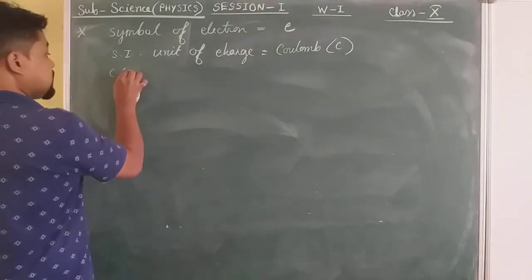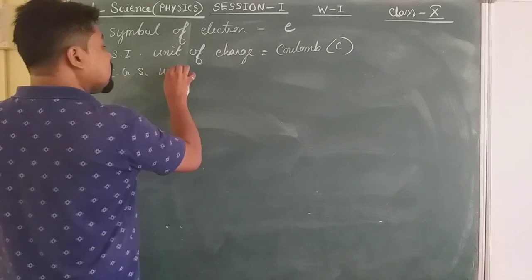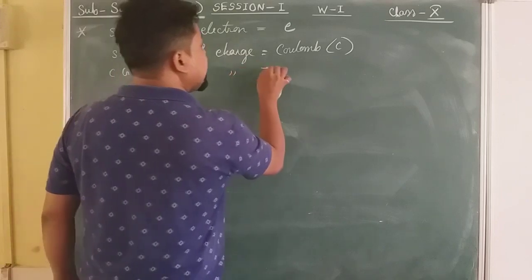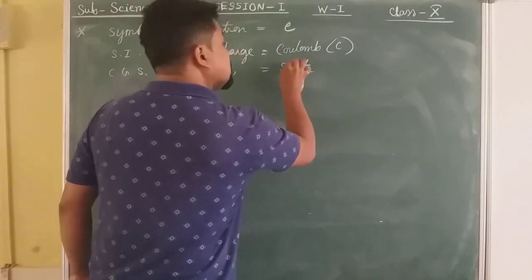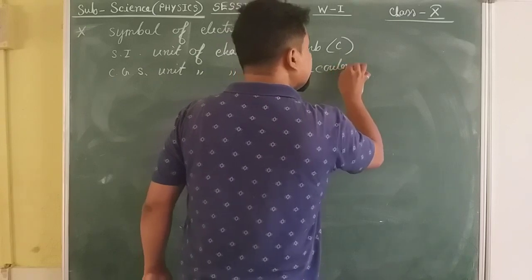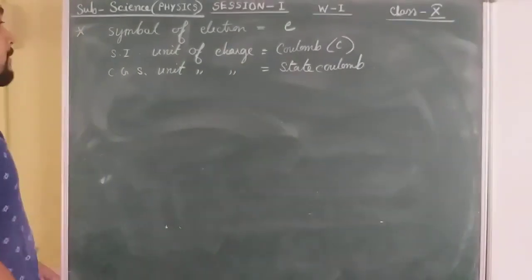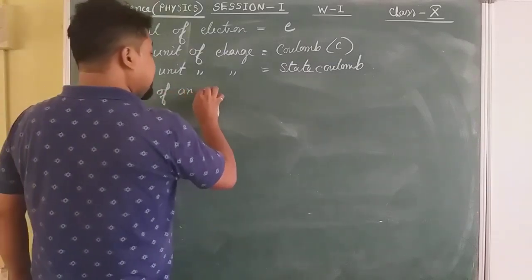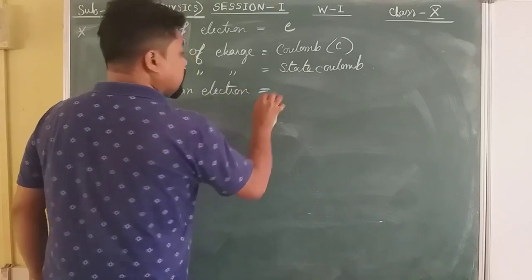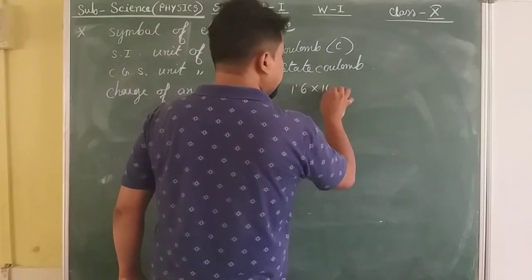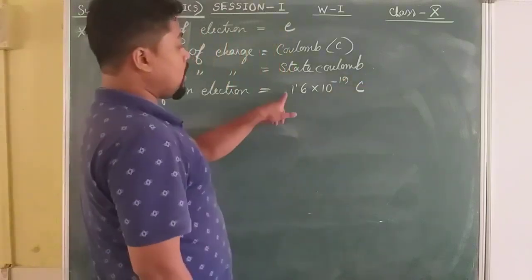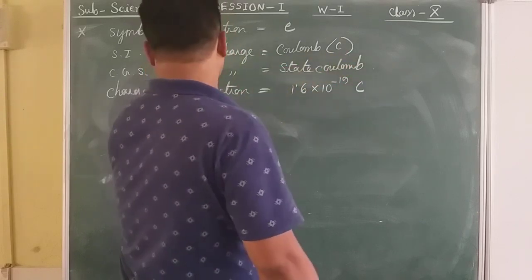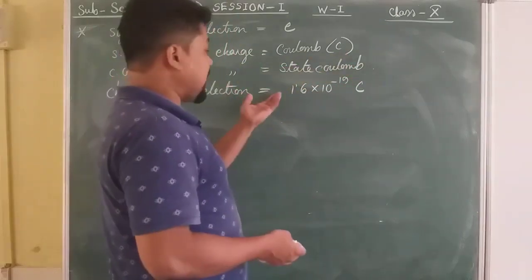In the CGS system, centimeter, gram, second system, the CGS unit of charge is statcoulomb. Right? Charge of an electron is 1.6 into 10 to the power minus 19 coulomb. That means charge of an electron. But electron is negatively charged, so minus 1.6.